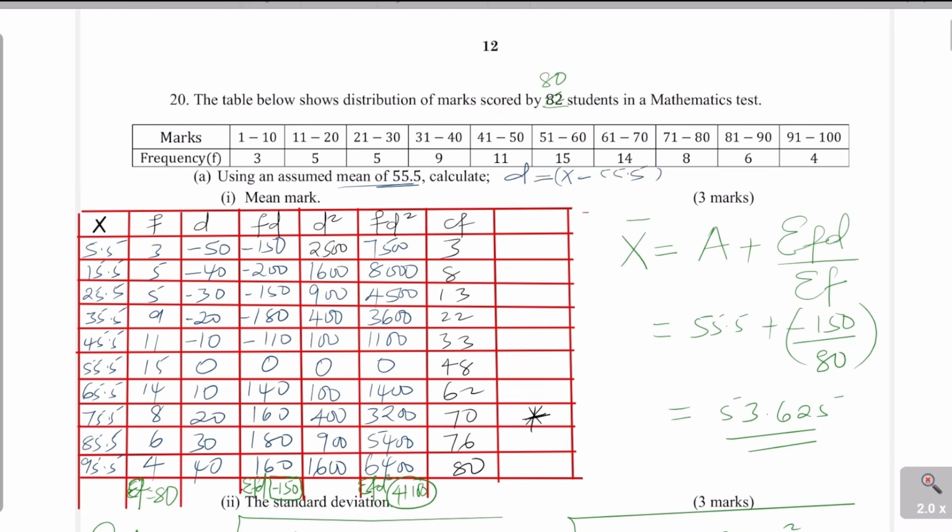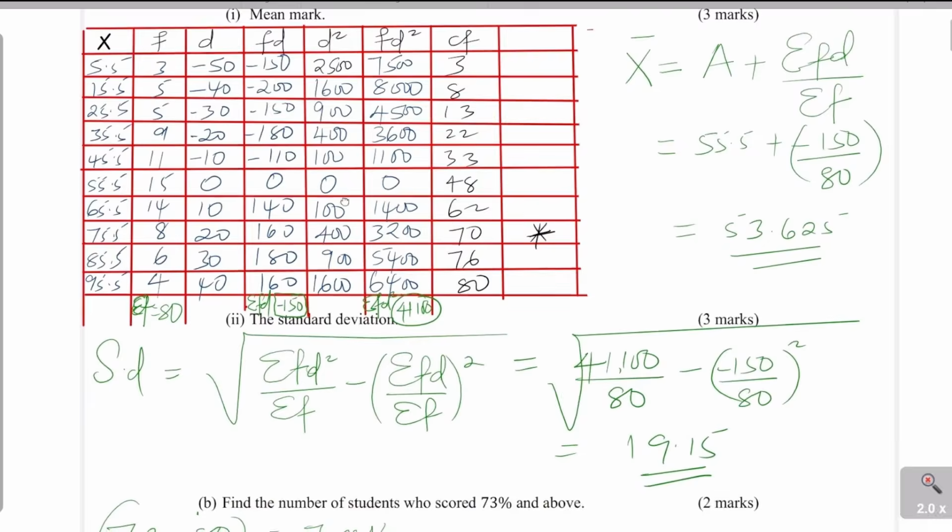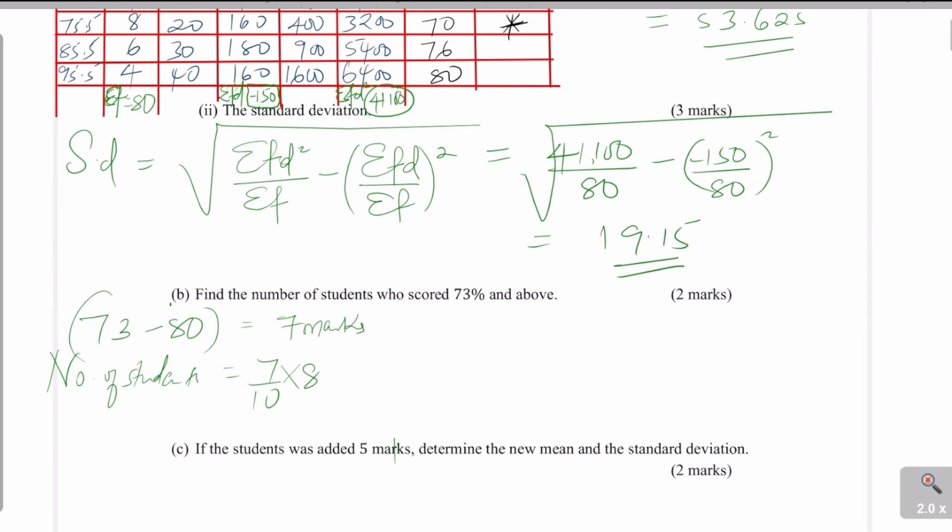So this will give the number of students who are able to score 73 to 80. You started by getting the interval from 73 to 80. Those are 7 marks out of the total proportion of the class size from 71 to 80, which is 10. That is why you're getting 7 divided by 10. Then multiply by the frequency, that is 8. So this will give the number of students who are able to score 73 to 80 in that class, and this will be 5.6 students.